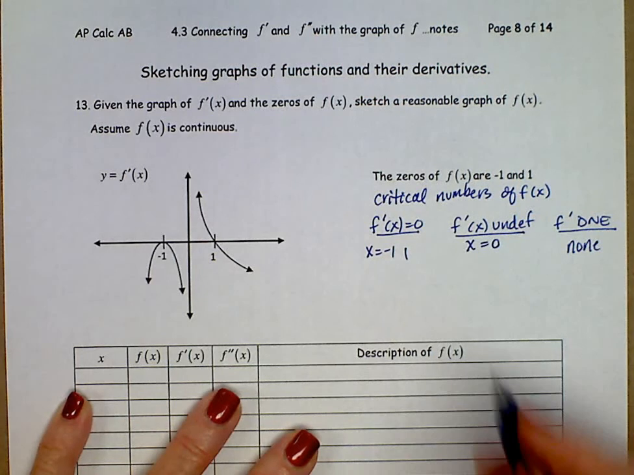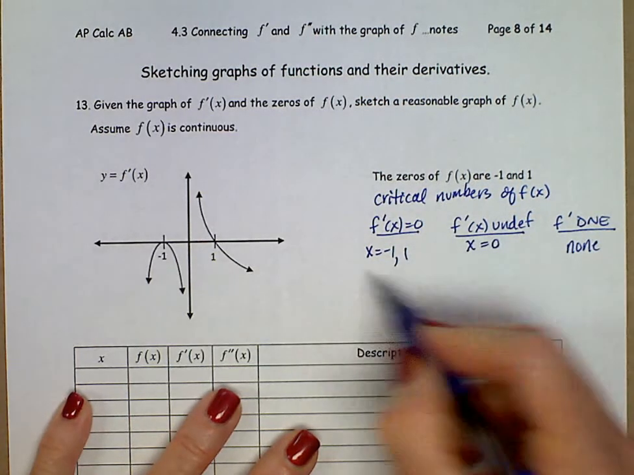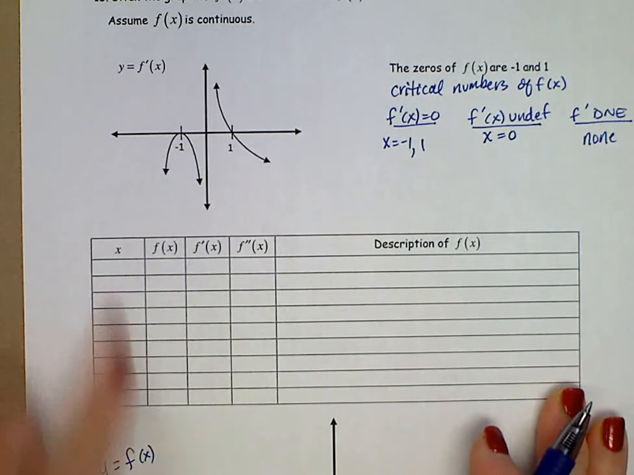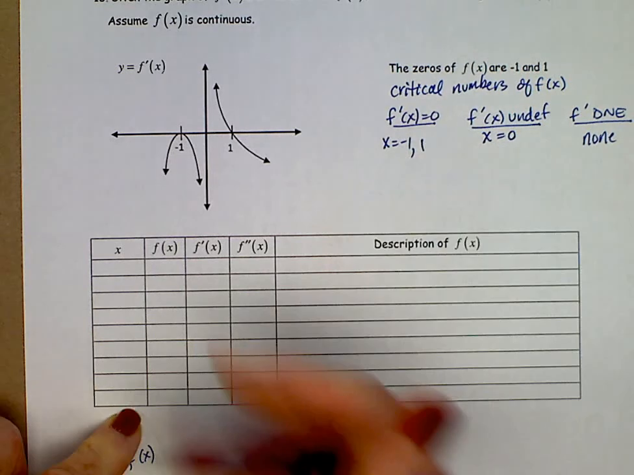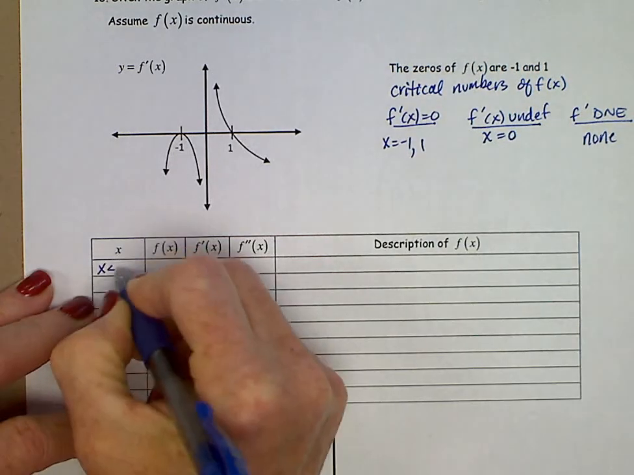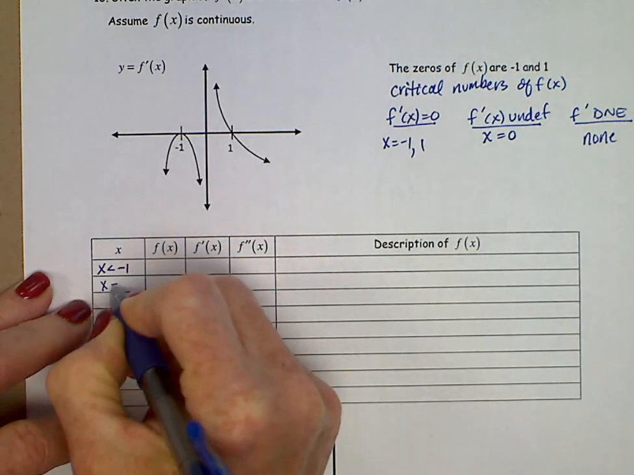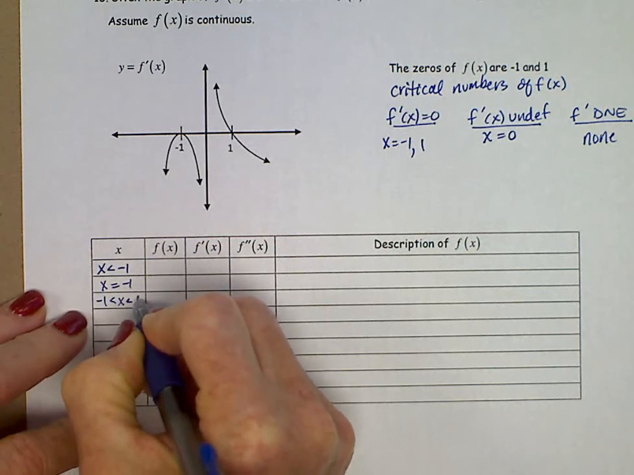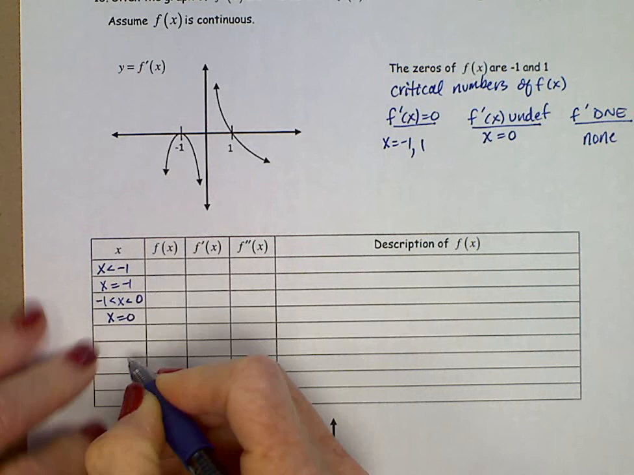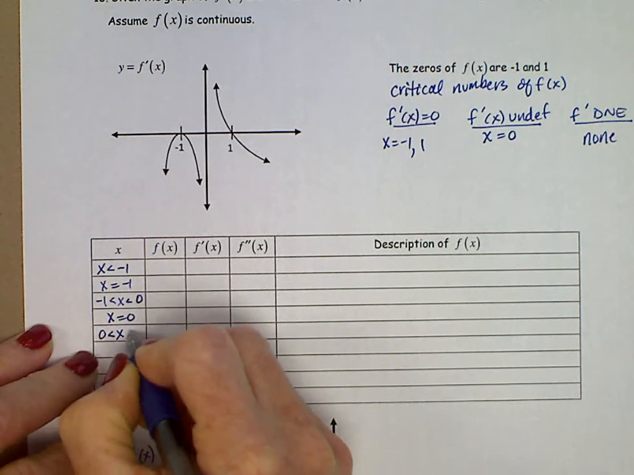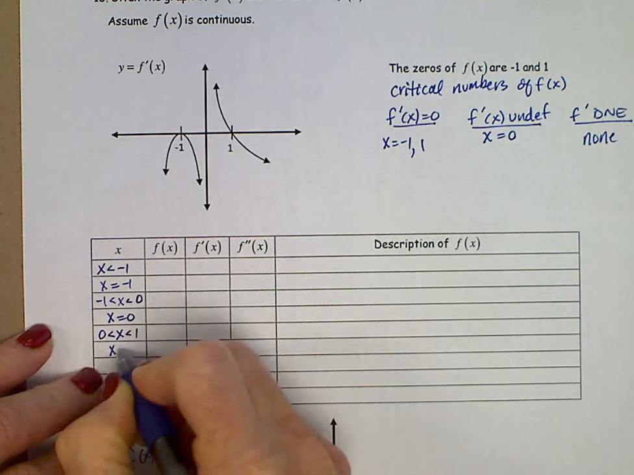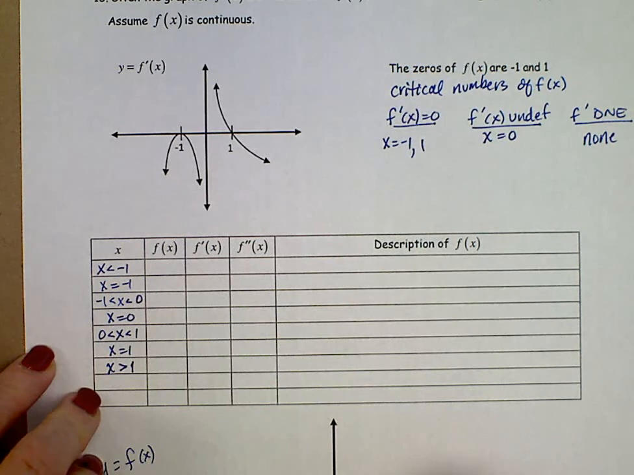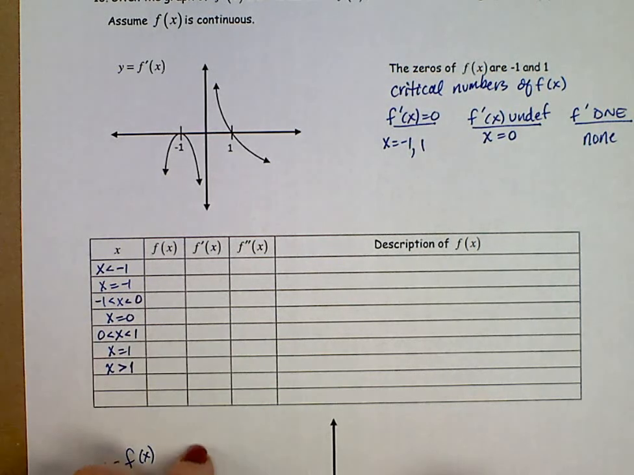Once we have those critical numbers, then we'll go ahead and create this super chart down here, setting up the intervals with our critical numbers here. So we'll have x less than -1, at -1, for x between -1 and 0, at 0, between 0 and 1, at 1, and x greater than 1. And then we'll start to fill in these columns.